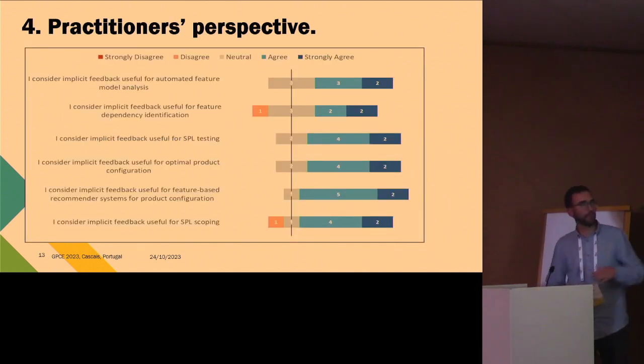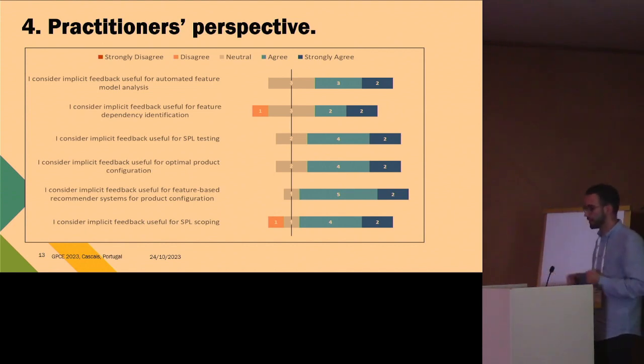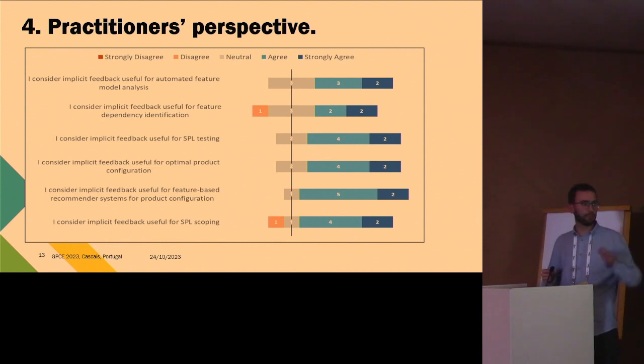And we asked a very simple question: I consider implicit feedback useful for the activity. Overall, all of the activities were perceived as potential candidates for being improved through implicit feedback. But when it came to scoping and feature dependency identification, at least one of the participants didn't agree with that assessment. So, not only for those 2 activities, but for all of them, we would need further studies to evaluate whether implicit feedback can be a good solution for them.